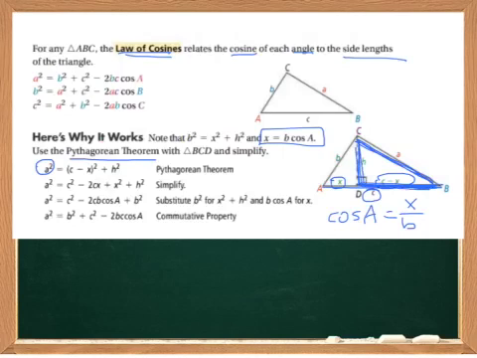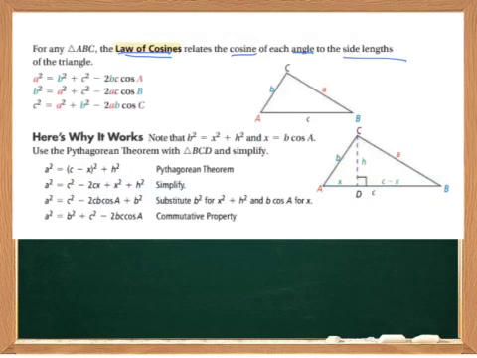When we simplify that, we get c squared minus 2cx plus x squared, so that's just from using FOIL, plus h squared. We know that 2cx plus x squared can be replaced by 2cb cosine of a plus b squared.